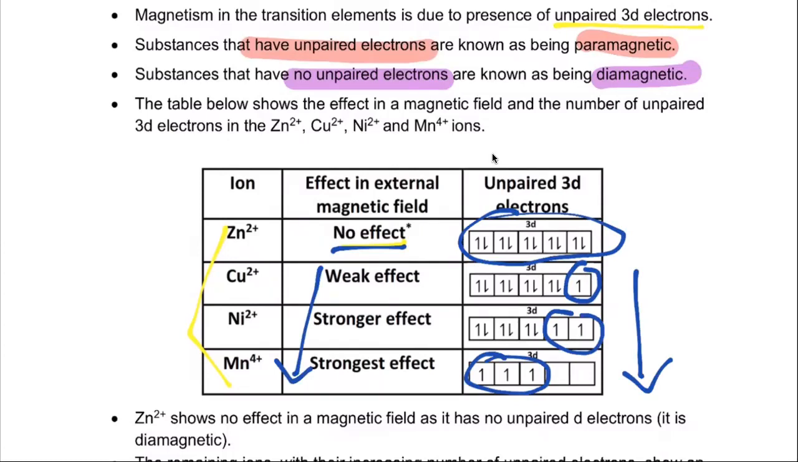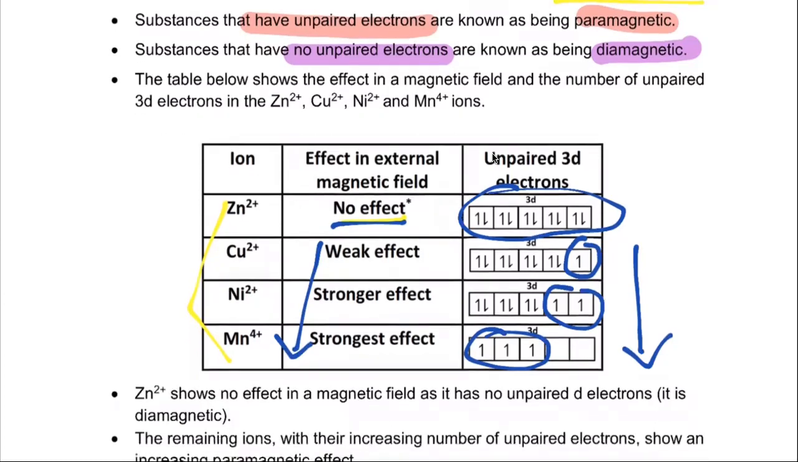Something like copper is going to be attracted, as you'll see in the video online if you haven't watched already, but it's very weak. And then nickel's a little bit stronger, and then manganese is the strongest one. And so basically our takeaway is that to be attracted to a magnetic field, you need to have unpaired 3d electrons, or unpaired d electrons just in general.